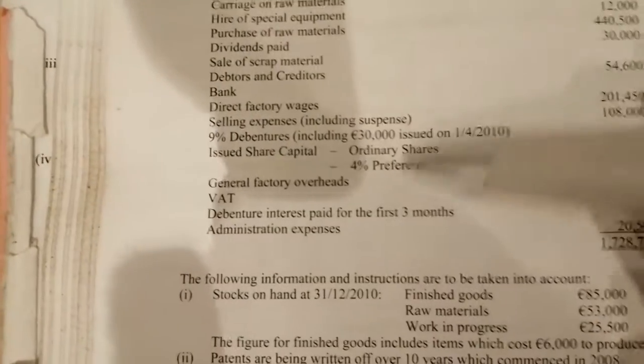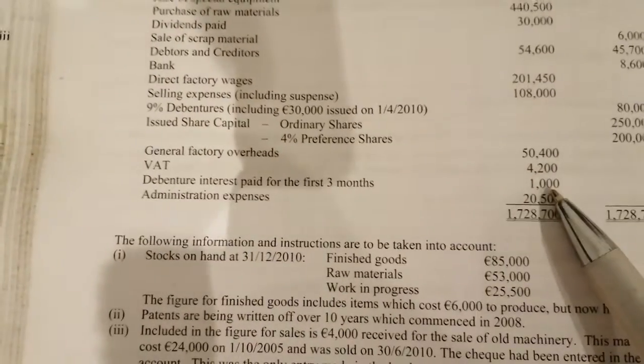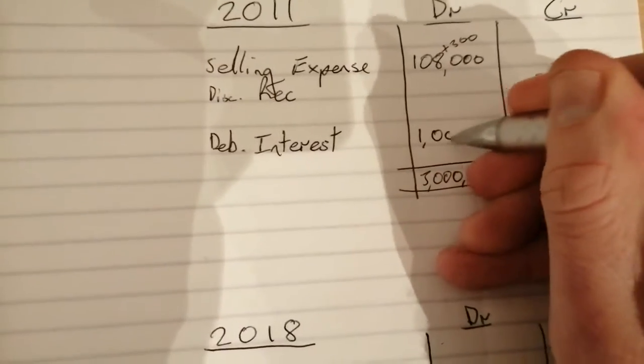What have we already got for debenture interest paid in here? We've got debenture interest paid for the first 3 months, €1,000. So let's put that in here. That's from the debenture interest account.